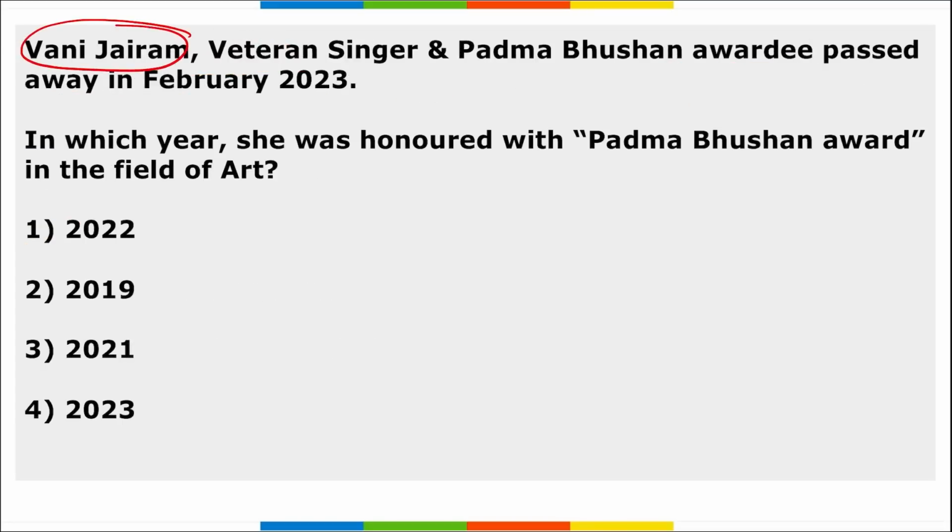Next, Vani Jairam, a veteran singer and Padma Bhushan awardee, passed away in February 2023. In which year she was honored with Padma Bhushan award in the field of arts? So she was honored with Padma Bhushan in the field of arts in the year 2023. Alright, Vani Jairam, the famed and veteran singer who was recently honored with India's third highest civilian award, Padma Bhushan, in 2023 in the field of art, passed away in Chennai, Tamil Nadu at the age of 78.